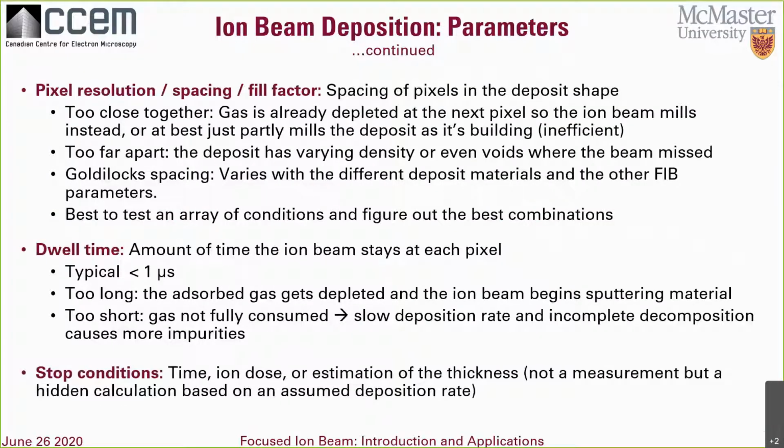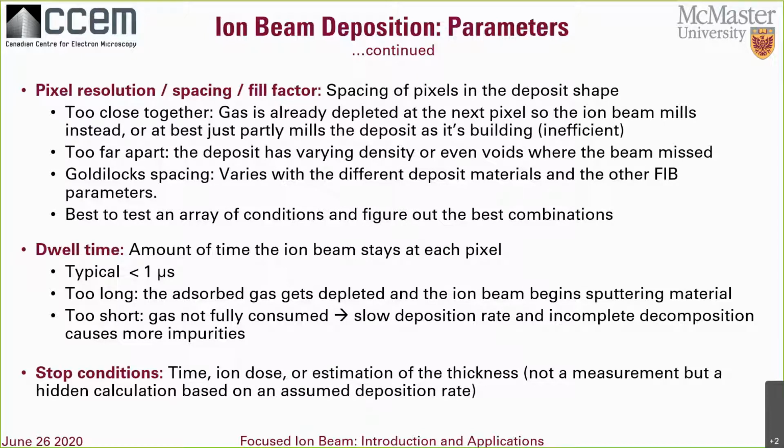The spacing of the pixels in the ion beam deposition matters. If they're too close together, you probably get depletion of the gas, and then you'll get some milling. If they're too far apart, you could get voids because the deposition is not going to be as tight as it should be. So there's a Goldilocks spacing as well. Really, it's best to just test an array of conditions, and you can figure out the best possible. Just spend a few hours, and then you're good for the rest of your FIB life once you figure this out.